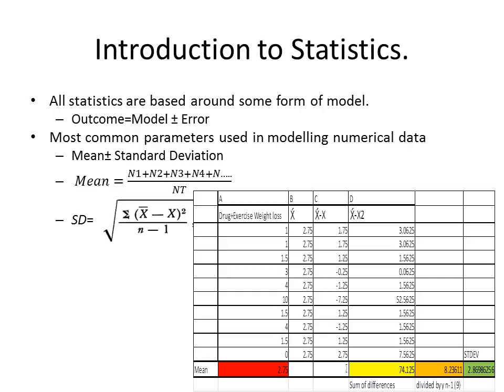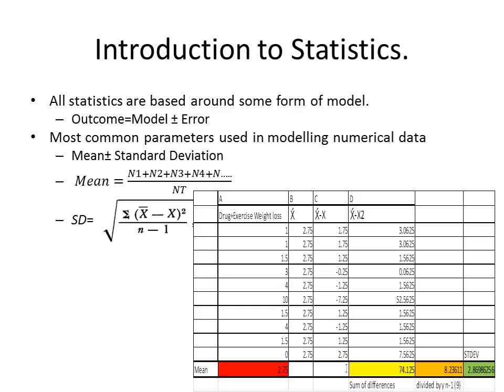So basically then, the sum of differences, which is your yellow highlighted square, is all those squared variations added together. So if you look down the column there, your 3.0625, 3.0625, 1.5625, 0.0625, and so on and so forth, right the way down, is then all just added together.